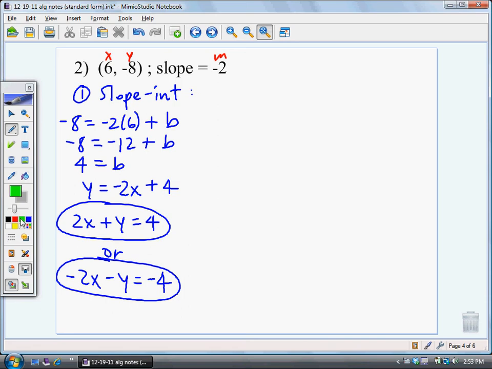So that's doing it slope-intercept. And now I'm going to do it the standard form way.